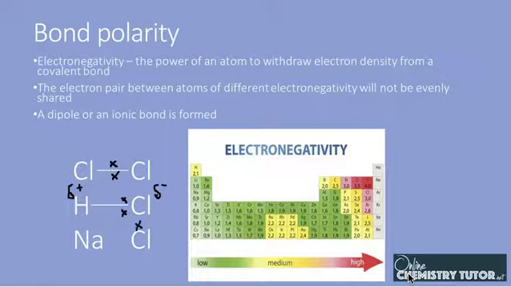Now, in the case of sodium chloride, the electronegativity difference is so great that it doesn't form a covalent bond at all. What actually happens is that sodium loses its electron altogether to chlorine. And what we end up with is a negatively charged ion and a positively charged ion, we have an ionic compound. And ionic compounds have very, very different properties to compounds with covalent bonding.